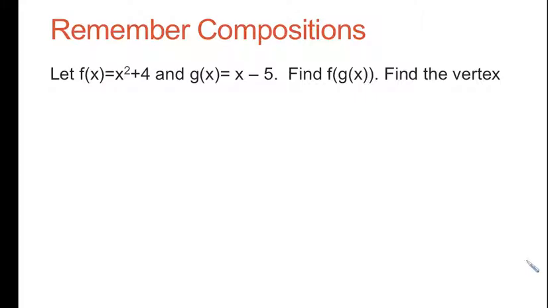Now the last one we're going to take a look at, we're going to go over those compositions again. So we have to find f of g of x. So we read it like a book. So f of x, x squared plus 4. Circle our x, and we're going to replace it with x minus 5 squared plus 4. So here's our f of g of x, and it asks us to find the vertex. Well, it's in vertex form, so it's 5, 4.